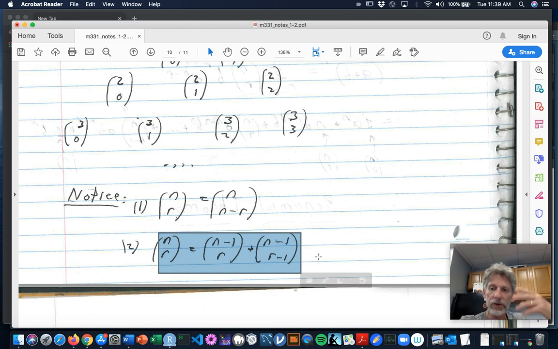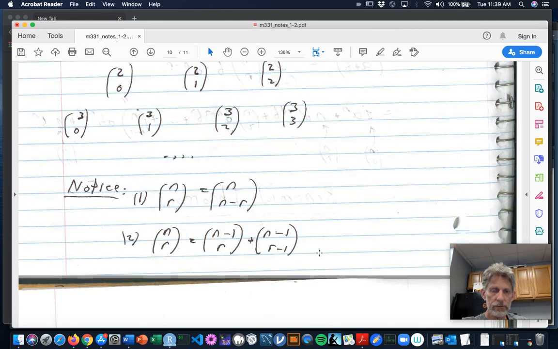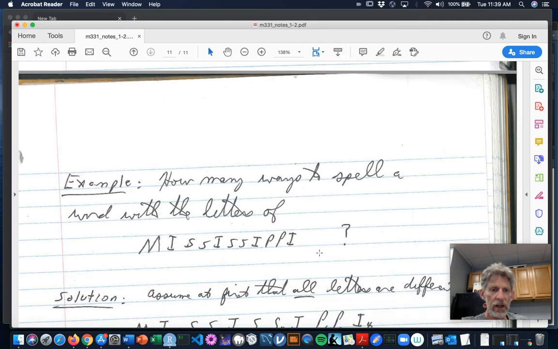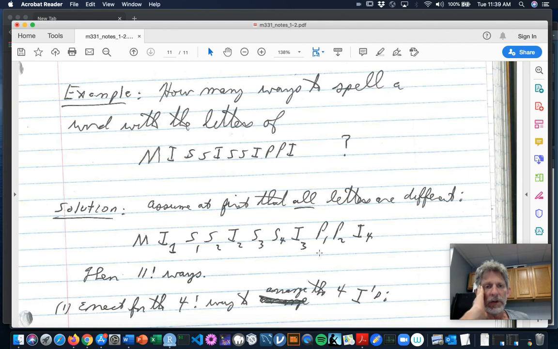And the book actually asks you to prove it more mathematically, not just by talking about Pascal's triangle, but actually to prove it mathematically. It's an exercise.